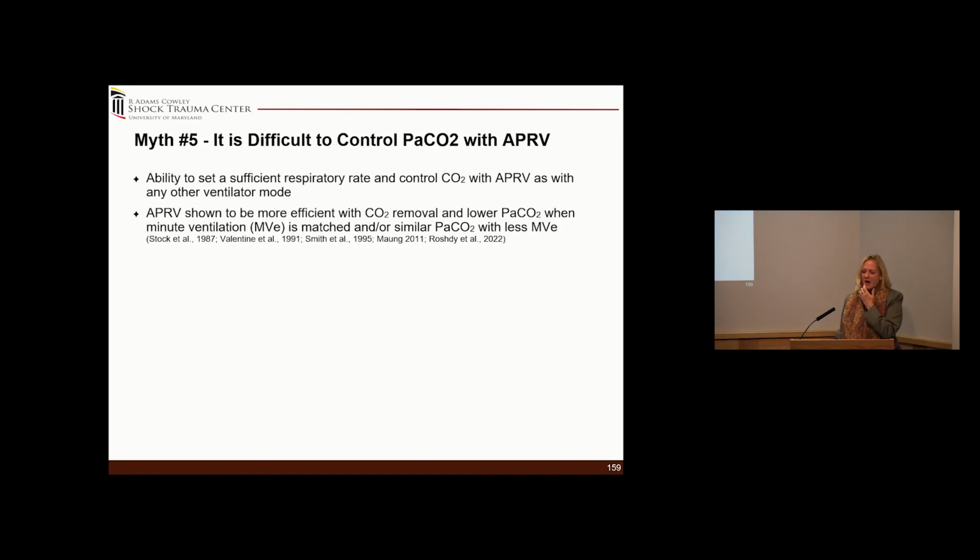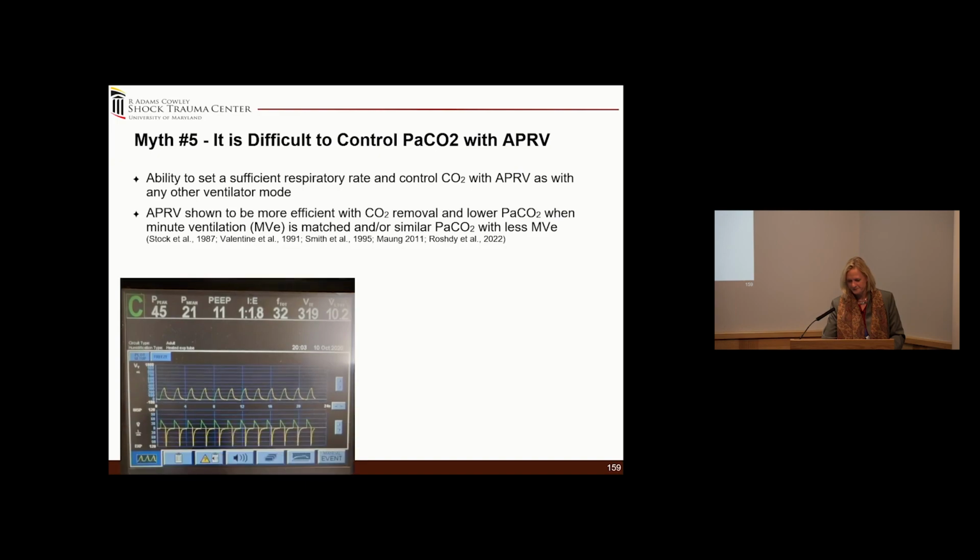So myth number 5, it's difficult to control PCO2 with APRV. And this is really interesting because you can set a rate with APRV just like you can with any other mode. But for some reason, we've had this set notion that the T high has to be 5 seconds, and that's absolutely not true, especially when you're rescuing. And APRV has been shown to be more efficient with CO2 removal with a lower minute ventilation.